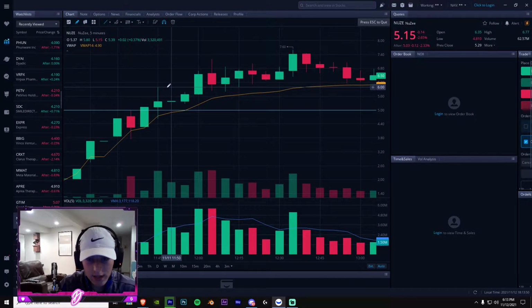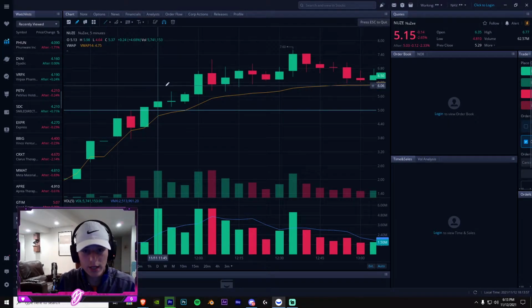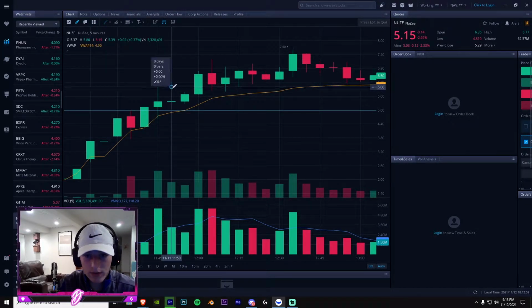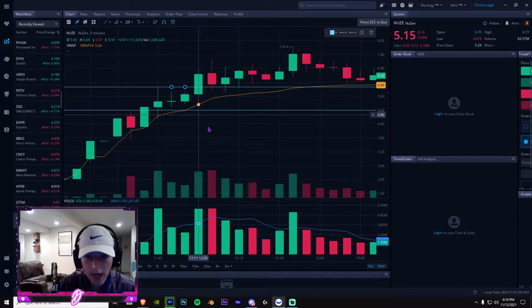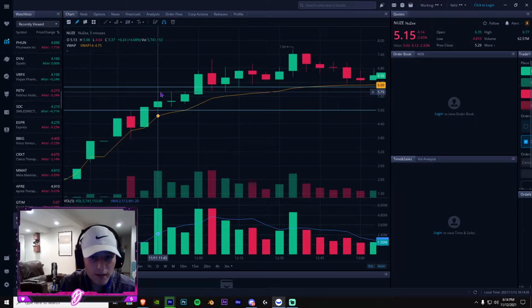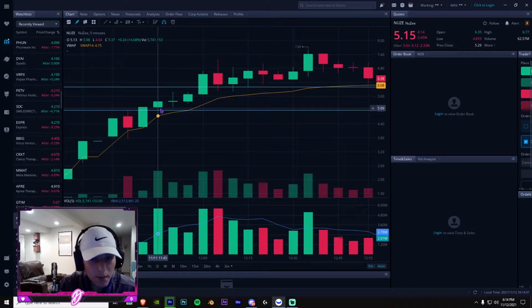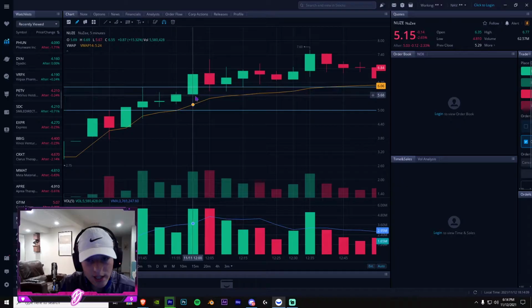And like I said, I always use psychological levels for resistance on these stocks with not a lot of history. So we see it rejected exactly by 6, and we see it drop back down to 4.78. So if you market bought, you could have gotten in at like 5.80, and then immediately you're already down. And it actually takes 10 minutes for it to go back up to that price and break through again.